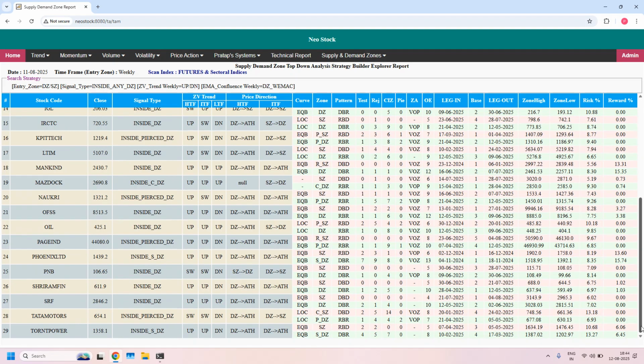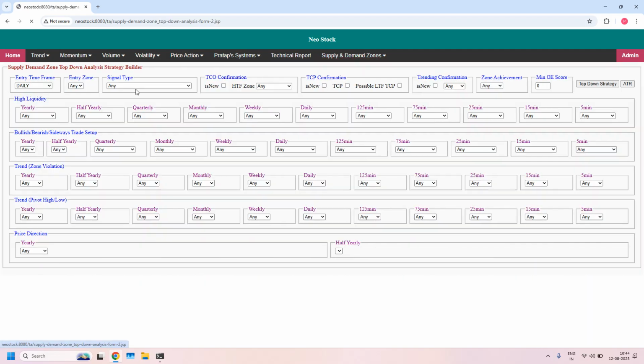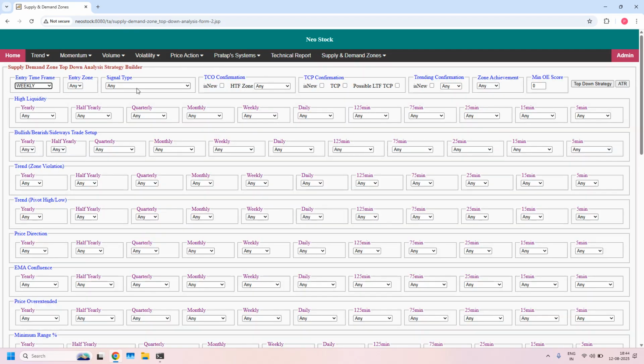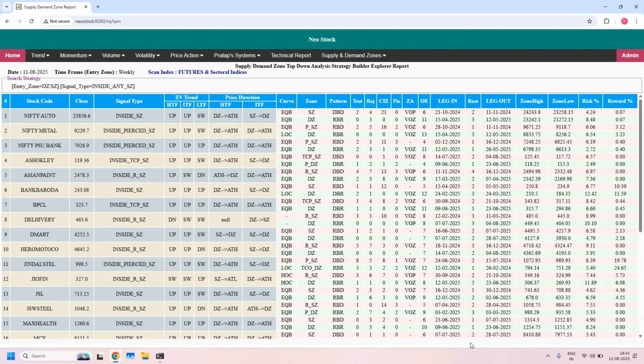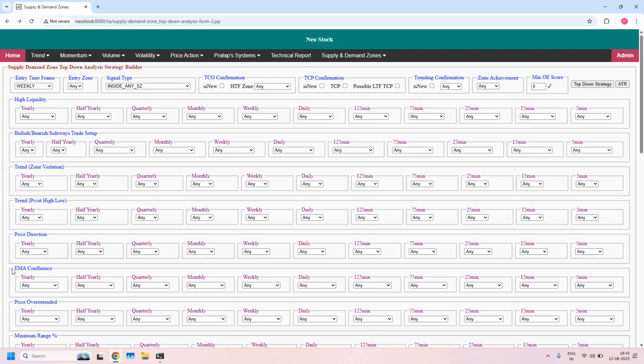Okay, next, price closed inside the weekly supply zone. First 15 stocks in the list. Scrolling the list down, total 28 stocks are filtered. Out of these 28, how many weekly supply zones are having weekly EMA confluence? Let's verify the EMA confluence at a weekly time frame.